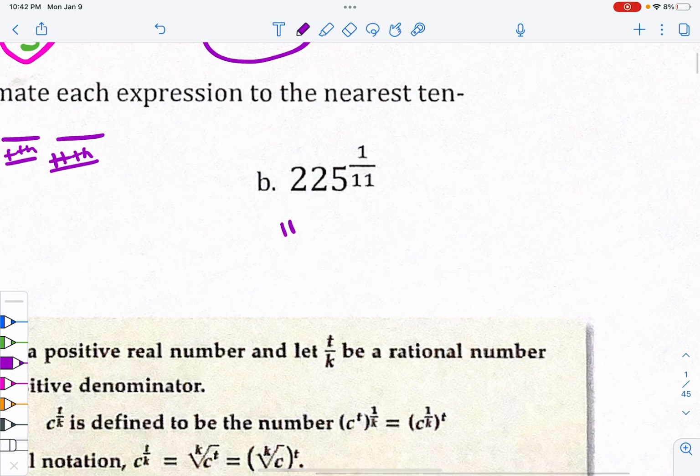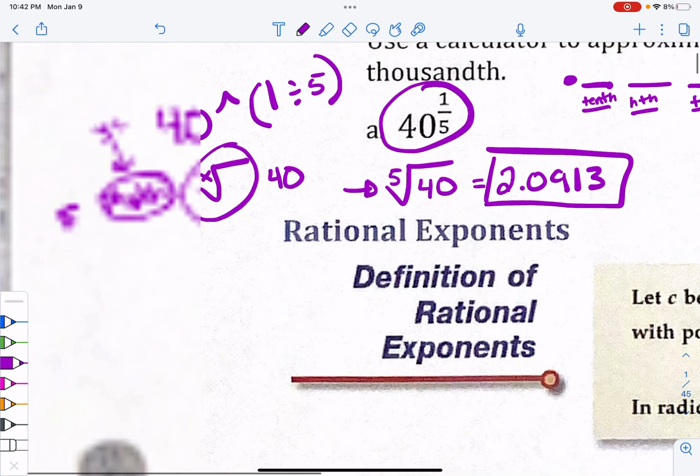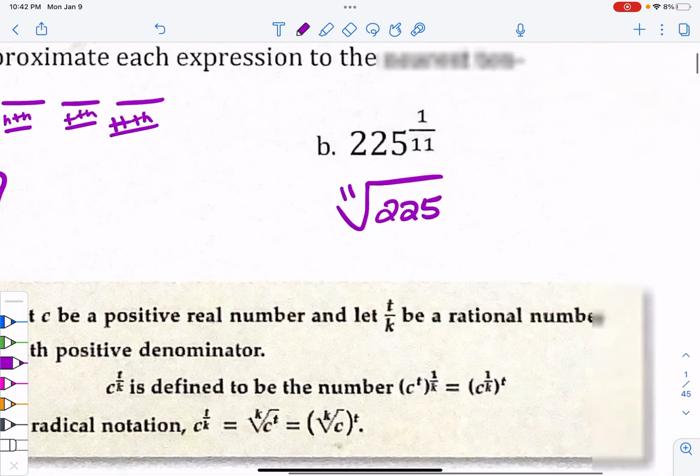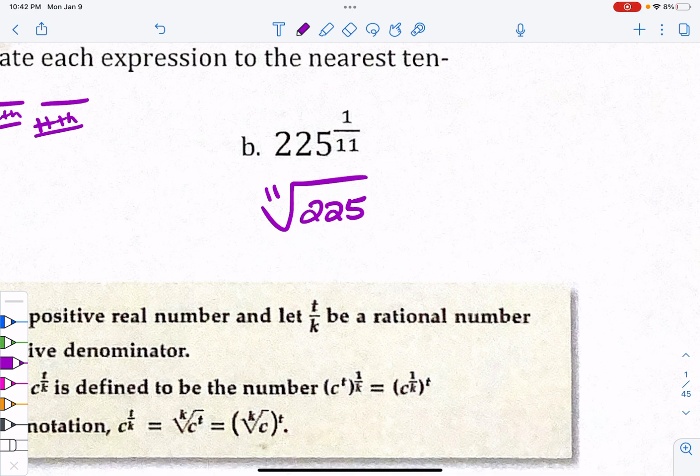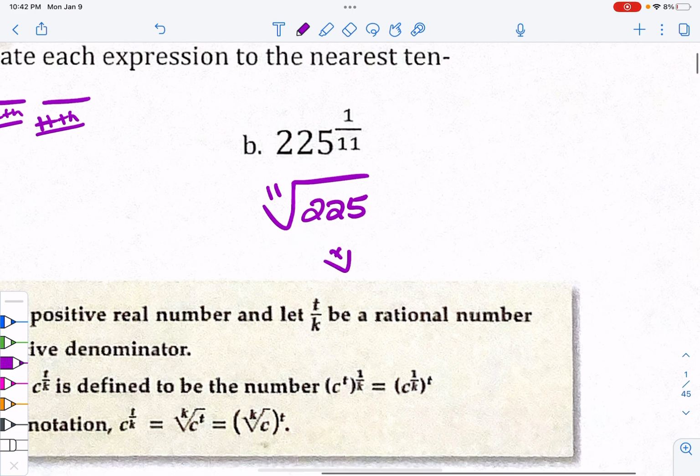Okay, this one's the same thing. This is the 11th root of 225, or 225 to the 1/11th power. So again, you can use either one of those methods. You can do the caret button and do 1/11th power, or you can do 11, math, and then that button that looks like this. And that will do it.